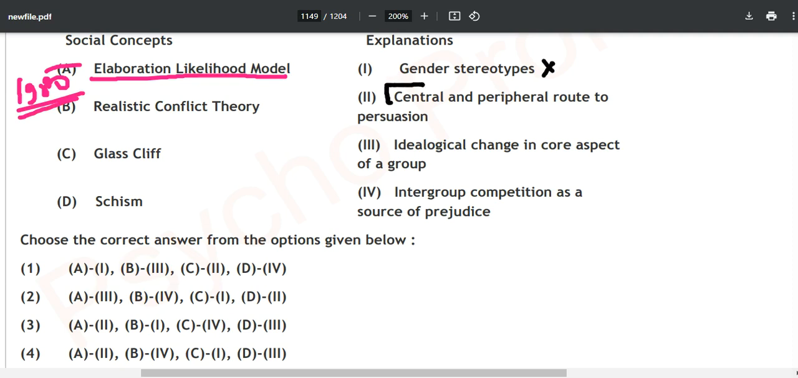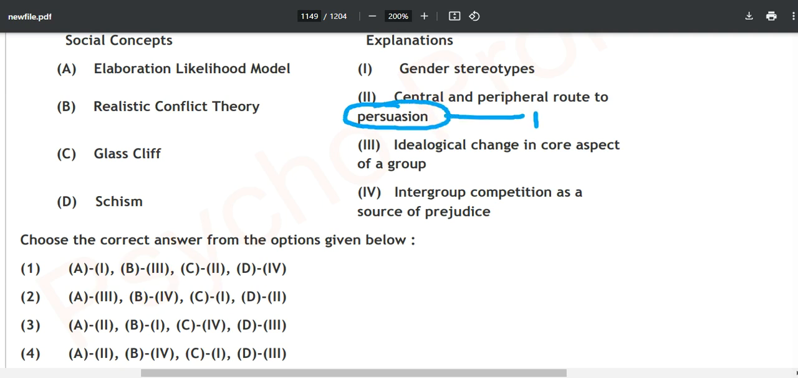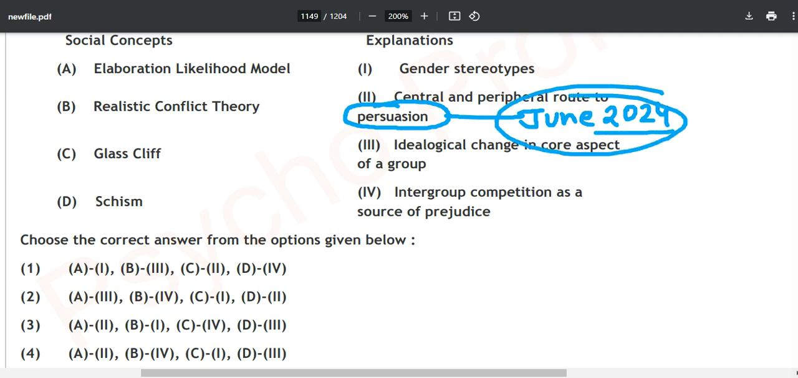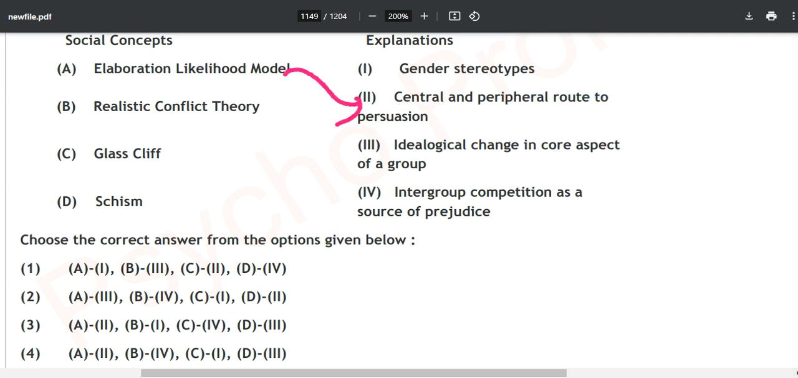Central and peripheral route to persuasion. From this persuasion, a June 2024 question was set. What is simply persuasion? Now, this is correct. A is going with second, and A is going with second in two of the options.